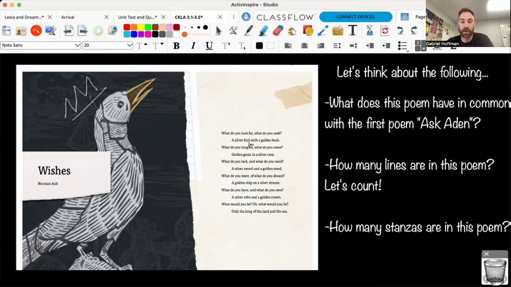Then he's going to answer it. A silver bird with a golden beak. The next line says, what do you long for? What do you crave? The author's going to answer it. Golden gems in a silver cave is what I crave.